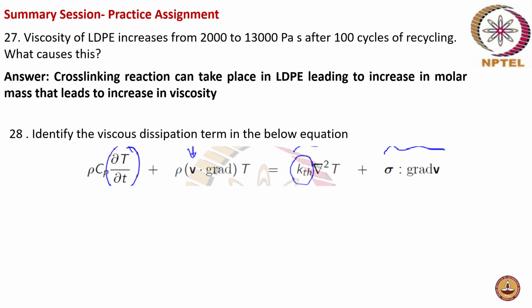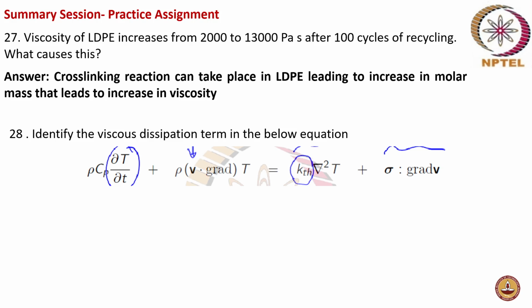Perfect. Now identify the viscous dissipation term in the below equation. You have the energy balance equation: rho Cp dT/dt plus rho V dot grad T, and then k times the second derivative of T. The second term, rho V grad T, is that what you say is the viscous dissipation term? Yeah. Both of you agree?